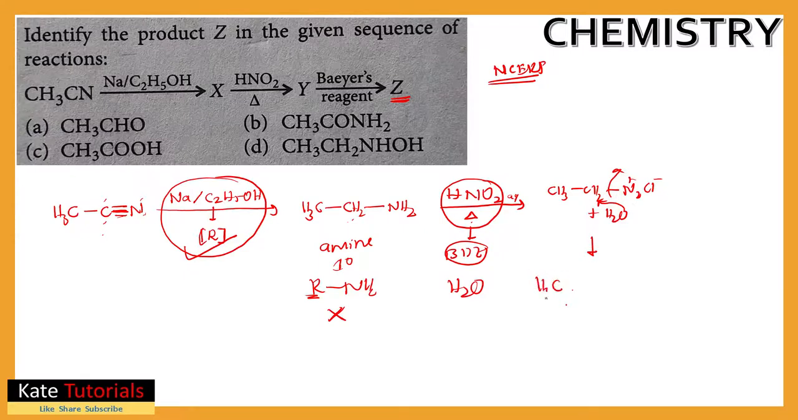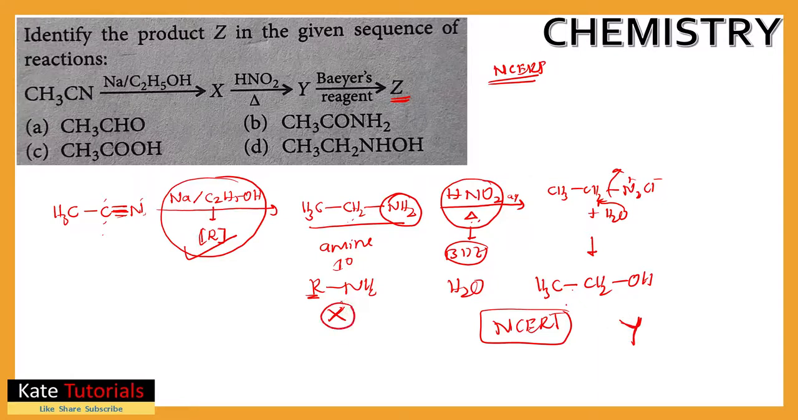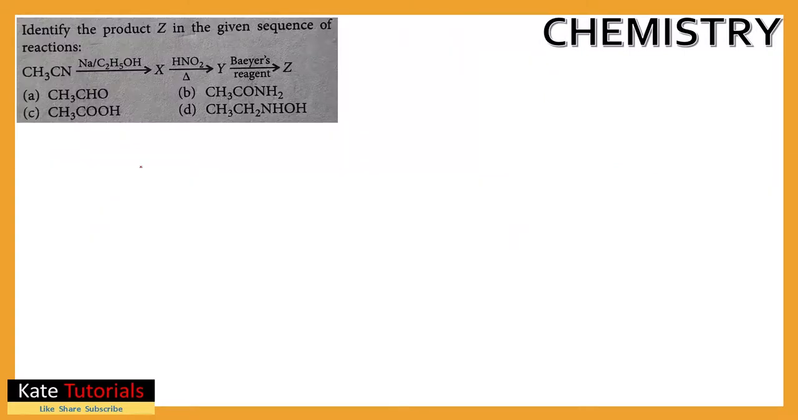I'll get an alcohol, CH3CH2OH, right? This reaction is directly there in NCERT. If you have studied NCERT, you can easily tell that a primary amine with HNO2 and heat will form an alcohol. Why? Because the NH2 will become N2+ and be removed, and the OH from water will be there. So this is our Y. I hope you have got what X is. X is a primary amine. Y is nothing but the primary alcohol, CH3CH2OH, right?